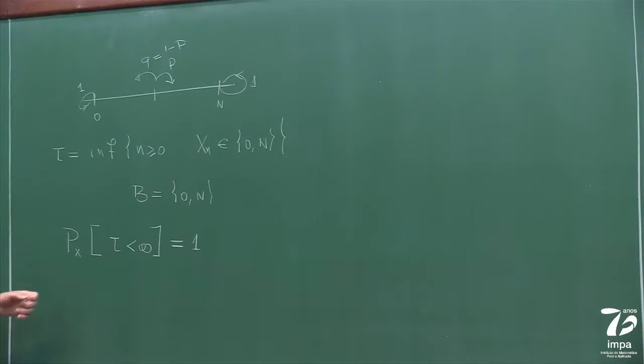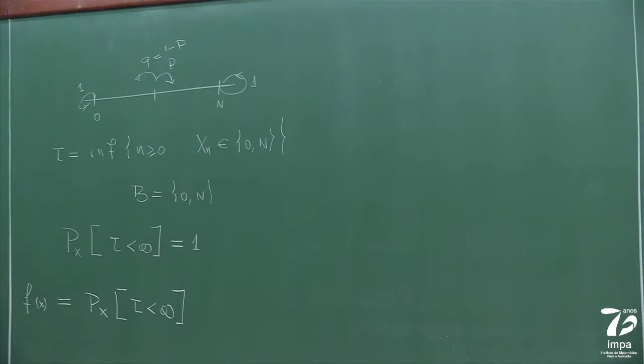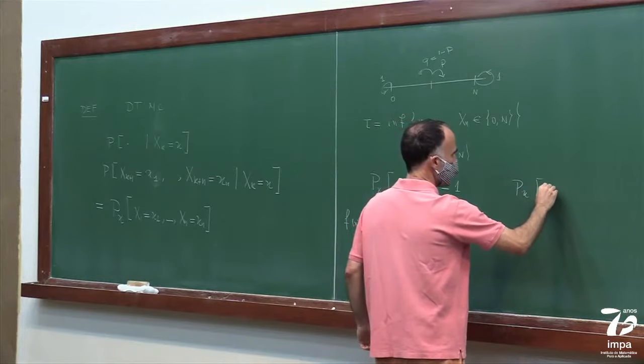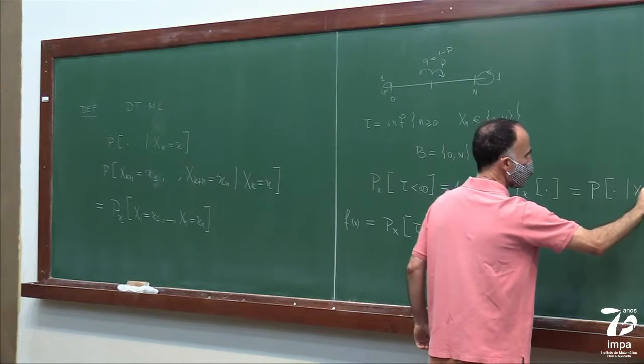So I want to rewrite again the proof that this probability is 1, just to make sure that you understand how to use the Markov property. So what I said, in order to prove that this probability is 1, is to try to find a relation for f(x). So you define f as this probability, and you want to find an equation for f. So just recall that P_x is given as the probability conditioned that at time 0 you are at x.